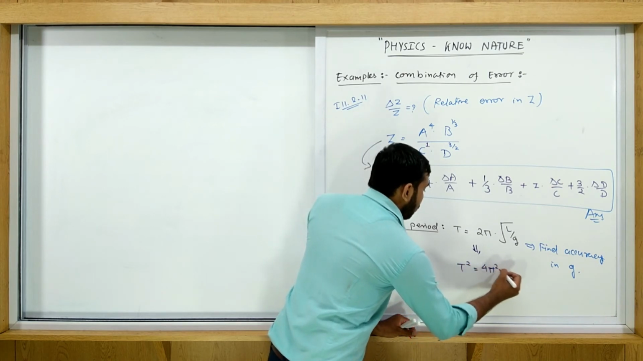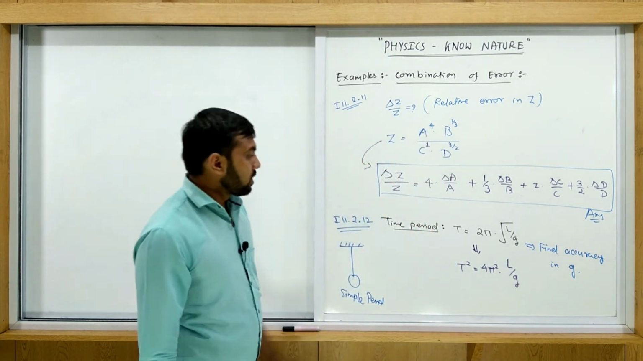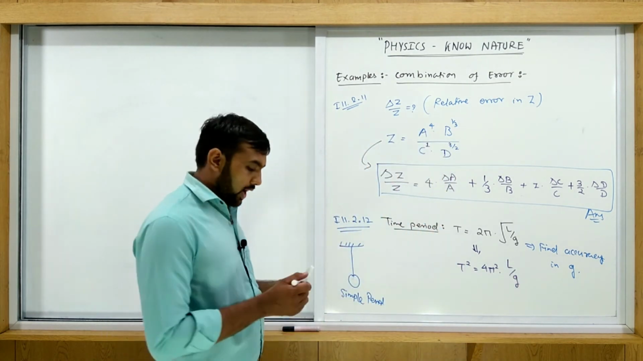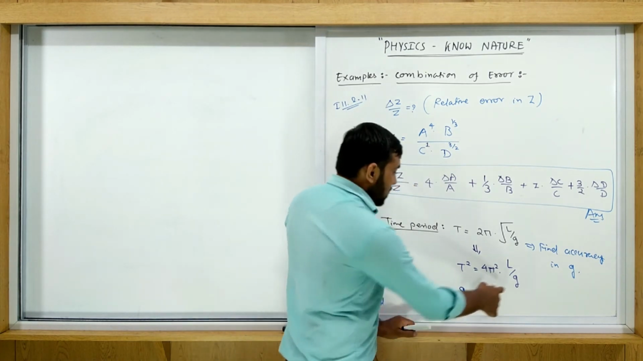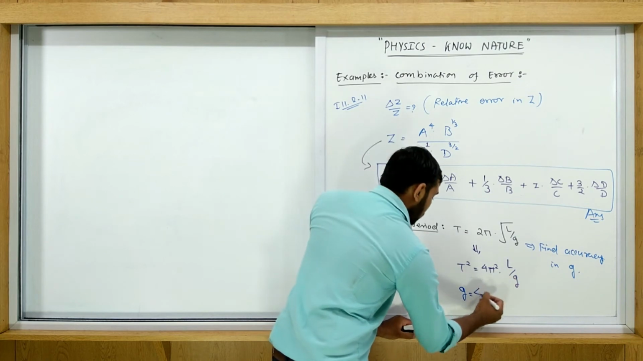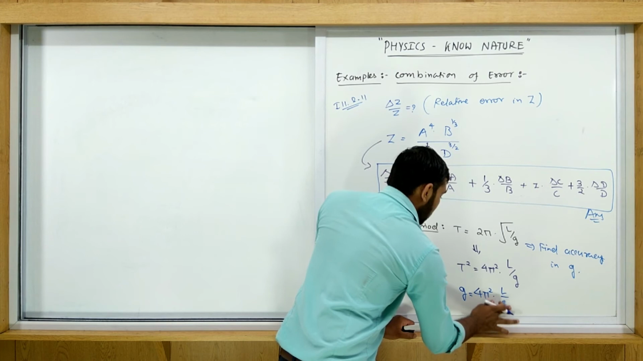So your answer will be, when you find g, T square is equal to 4 pi square into L upon g. Yes or no? Means take a square on both sides. So find the g from this equation. So what is this g? So g is equal to 4 pi square into L upon T square.